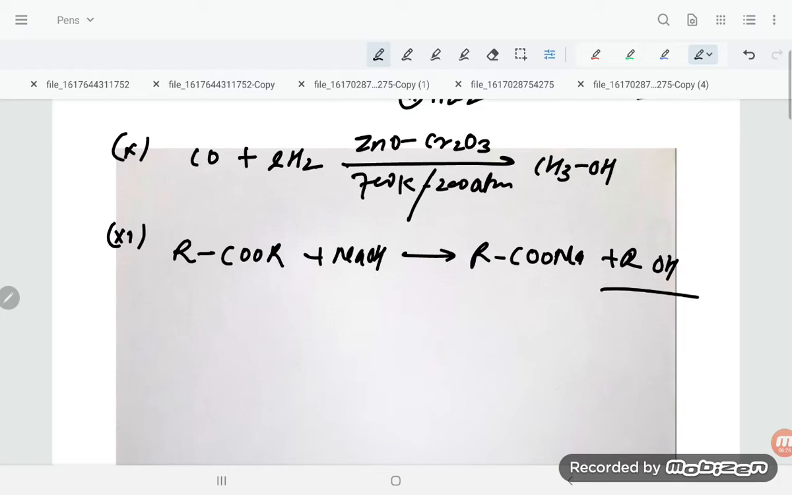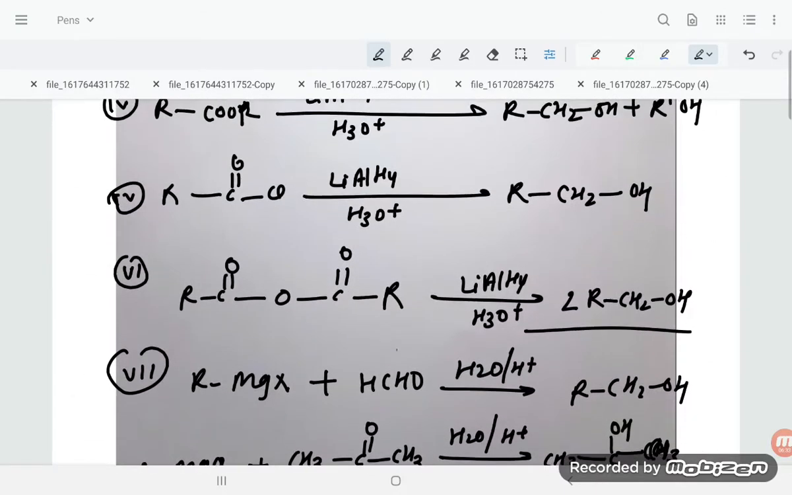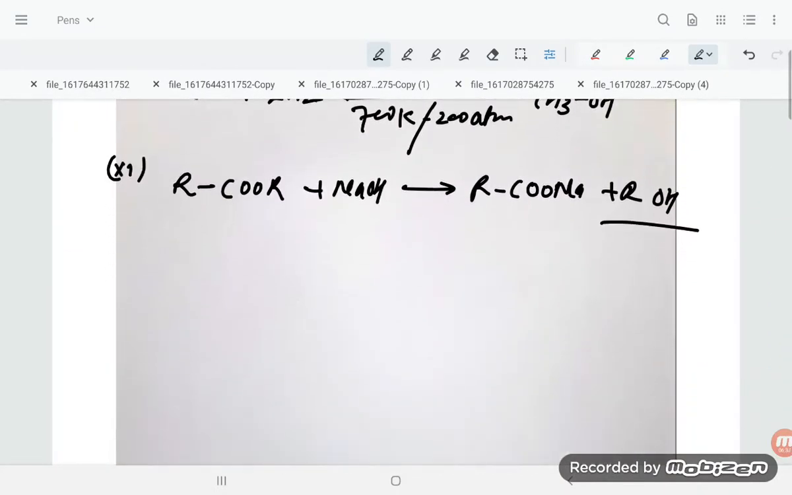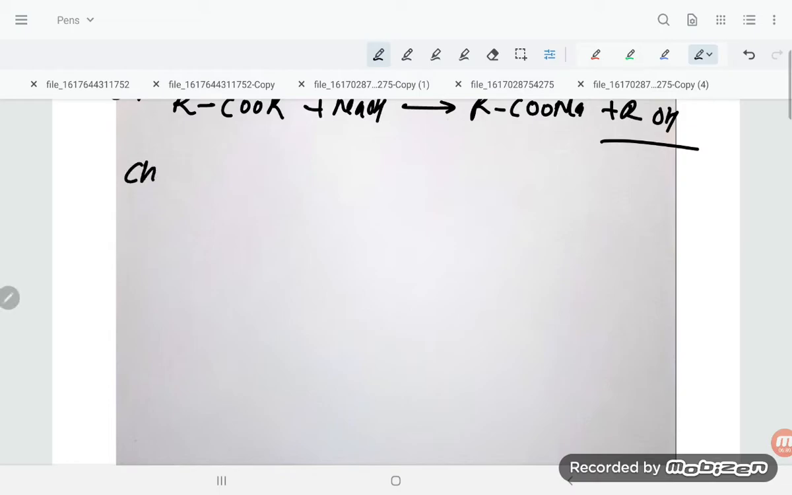Now what we are going to learn, students, is the chemical properties of alcohol. So these many are the methods of preparation. Now let us move on to the chemical properties. What are the chemical properties of alcohol, dear students?